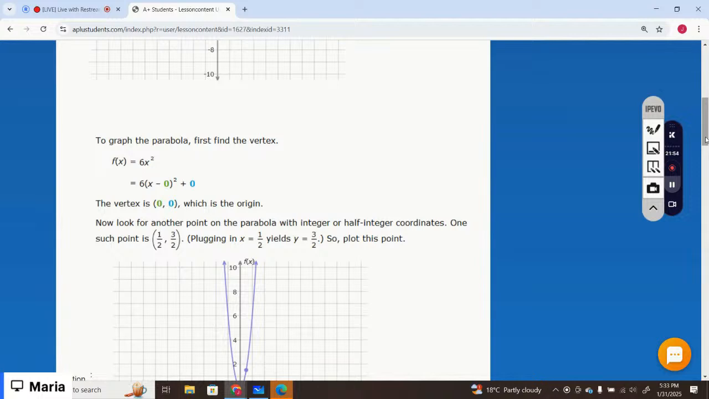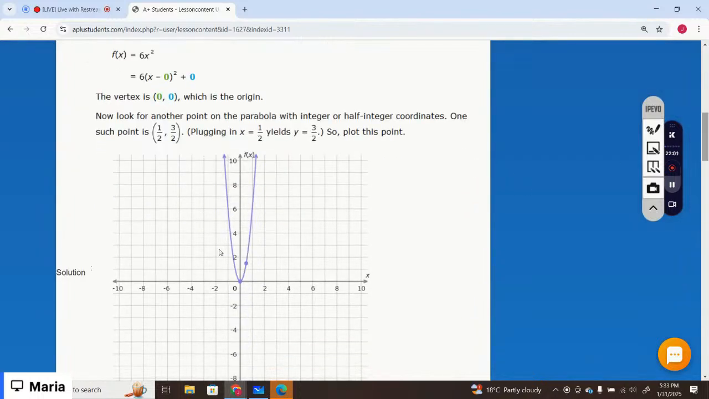so you have to plot the point and the vertex, and connect them and make the parabola. Here is the vertex, that is 0, 0, and here is the point. This is the point where x is half and y is 3 by 2. So just join these 2 points and make the parabola.